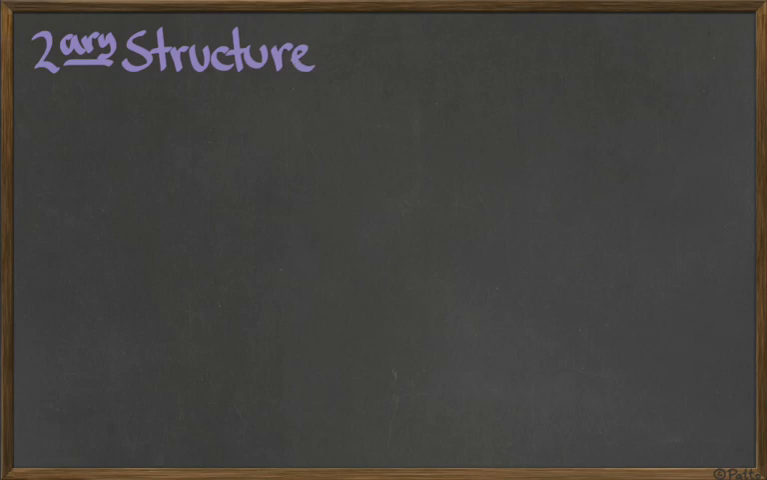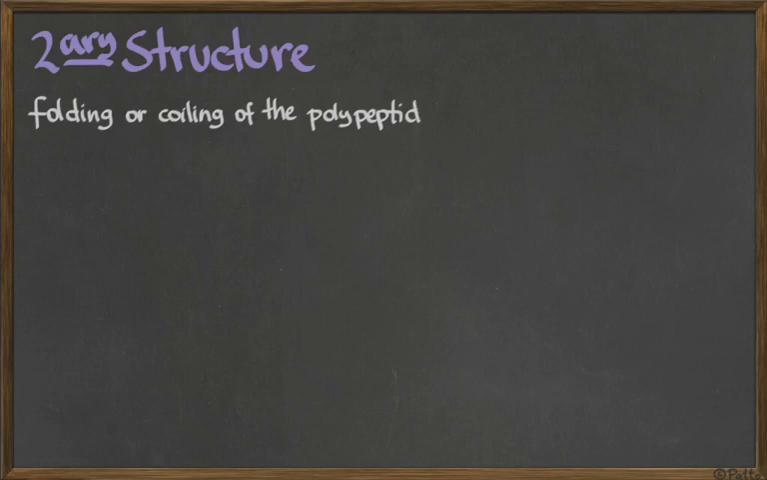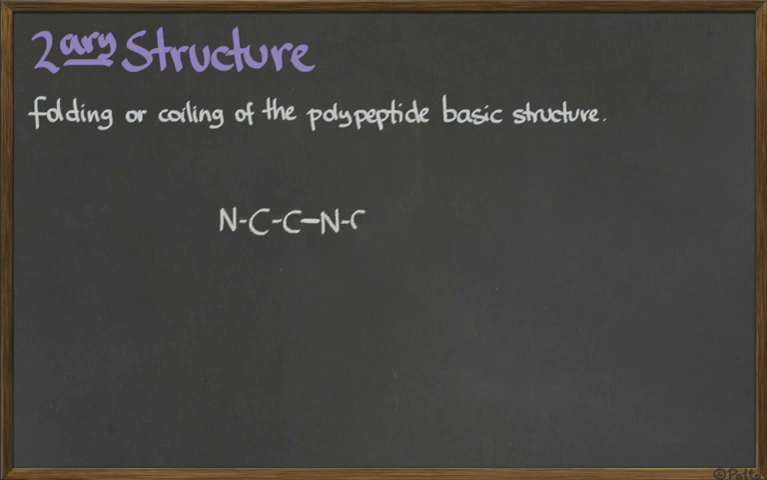Okay, if there's a primary structure, there is a secondary structure. What's the secondary structure of a protein? Things start to become a little bit more tricky. The secondary structure is the folding or the coiling of the polypeptide basic structure. What's the polypeptide basic structure? It's the NCC, NCC, NCC, NCC, and so on.